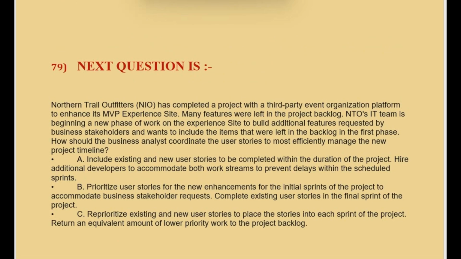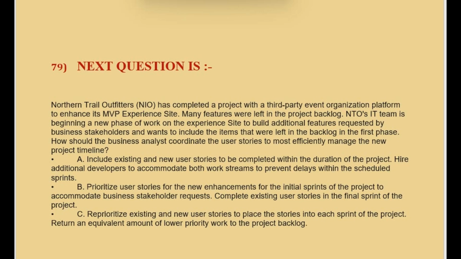Question is Northern Trail Outfitters (NTO) has completed a project with a third-party event organization platform to enhance its MVP experience site. Many features were left in the project backlog. NTO's IT team is beginning a new phase of work on the experience site to build additional features requested by business stakeholders and wants to include the items that were left in the backlog in the first phase. How should the business analyst coordinate the user stories to most efficiently manage the new project timeline?